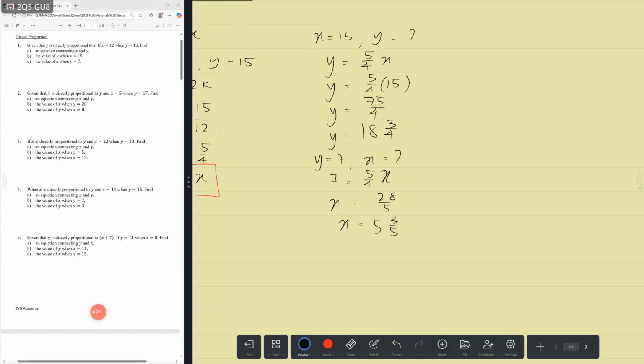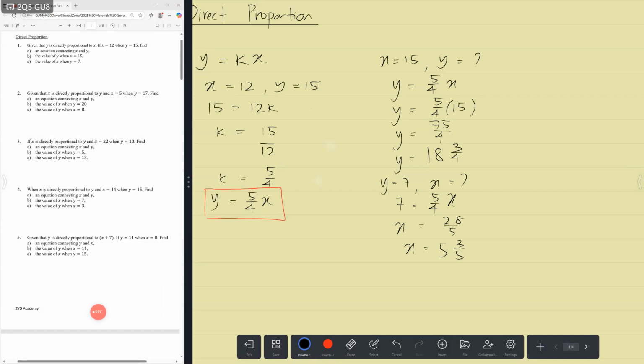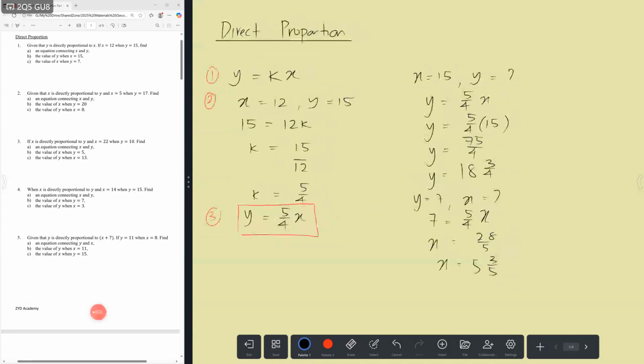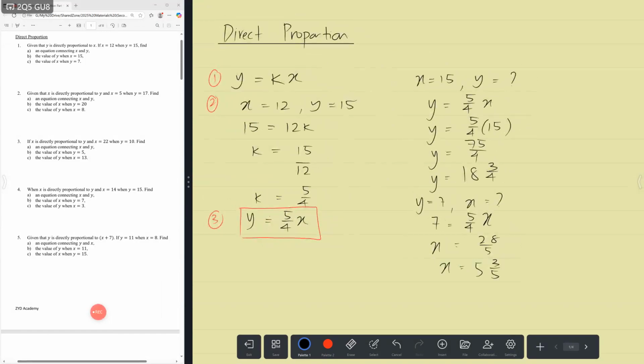Okay, so this is how you do your proportion, whether it's direct or inverse. The steps are the same, but you will see in the next video the difference between direct and inverse proportion in terms of the formula. Which formula? The general formula. So watch our next video on inverse proportion, and you will have an idea of what I'm referring to.